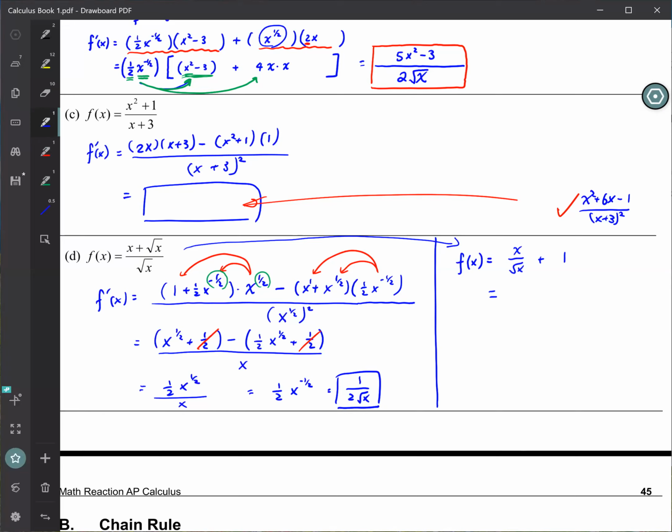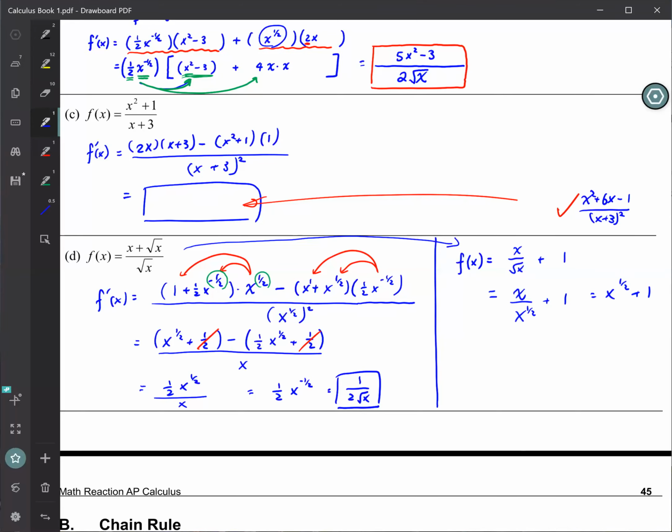X to the negative half. Why? What's the exponent on the top? Because you have root x, so it's x to the half, and then you have x on the bottom. So the half on top minus 1, right? But x is on the top, not at the bottom. Oh, sorry, I thought it was on the bottom. Then you would have x to the half. Yeah. So it'll be x to the 1 minus a half, which is x to the half.